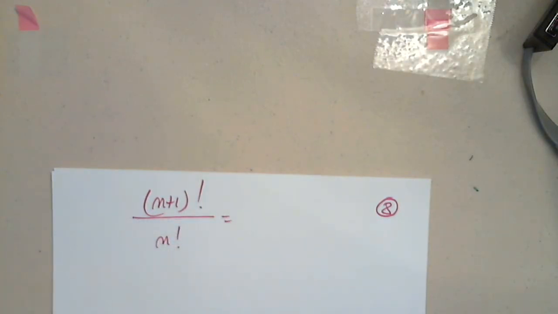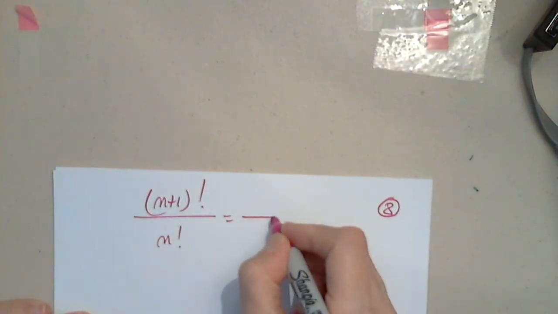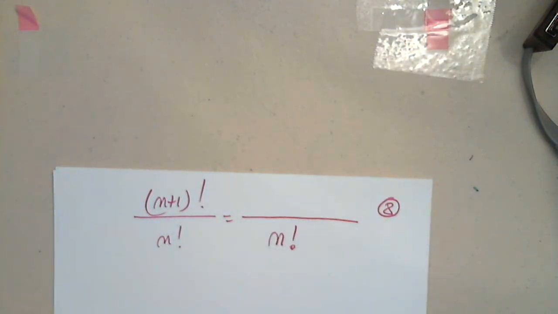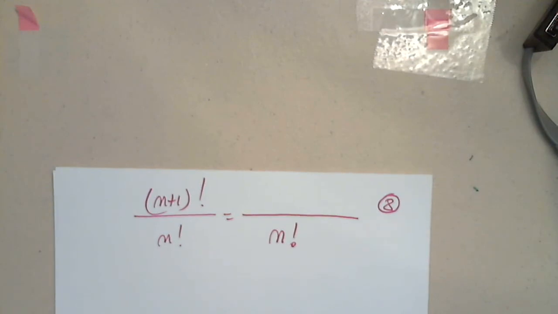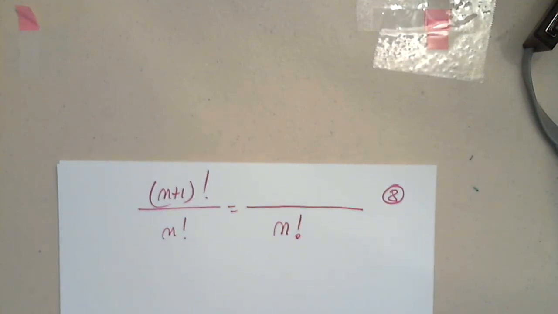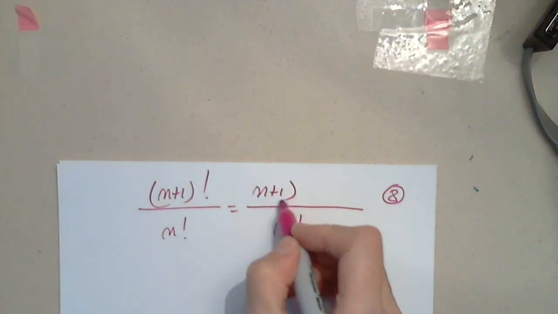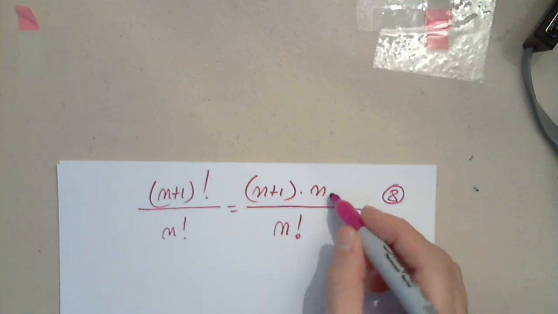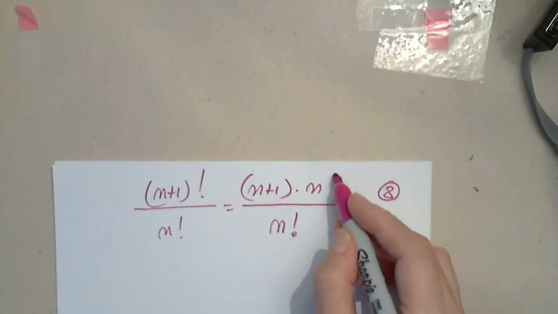Which of these two is bigger? The top one. Good. So then I will leave the bottom alone. And how should I write the top then? Would it be n plus 1 and then just n? But if I write n, then I omit all the rest. So I have to write n factorial.